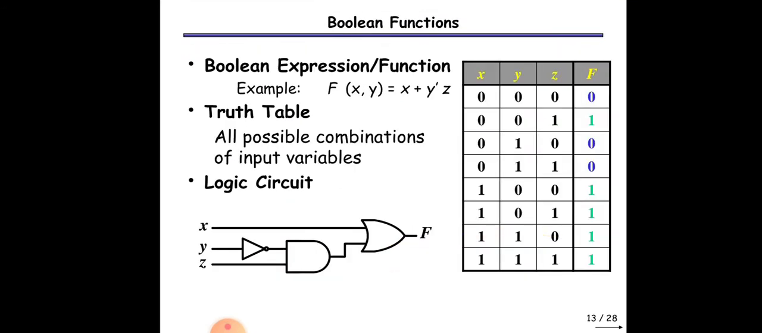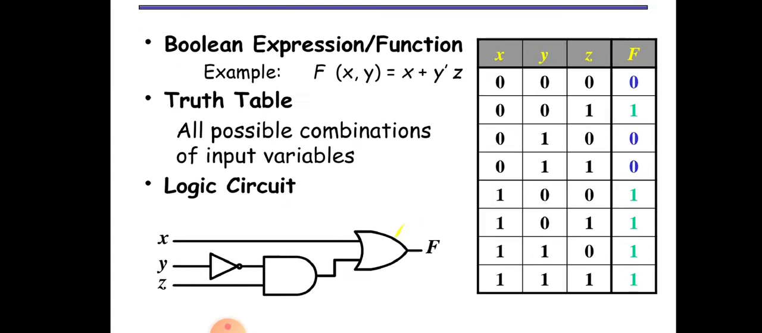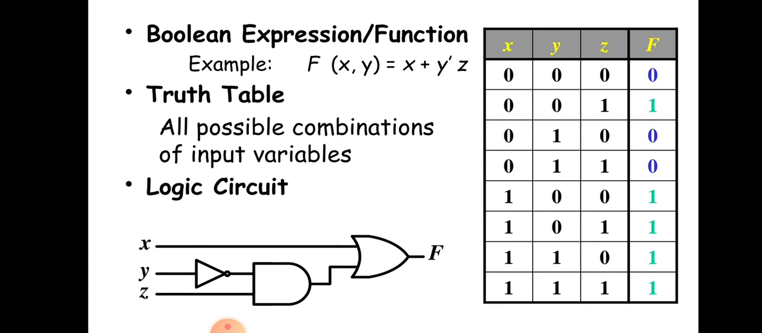Okay, see, one example is given: f of x, y, z equal to x plus y complement into z. What are the input variables here? x, y and z. So we are using 3 inputs, so 2 to the power 3, that is 8 combinations, we have to prepare. So 0 0 0, 0 0 1, 0 1 0, 0 1 1, 1 0 0, 1 0 1, 1 1 0 and 1 1 1.